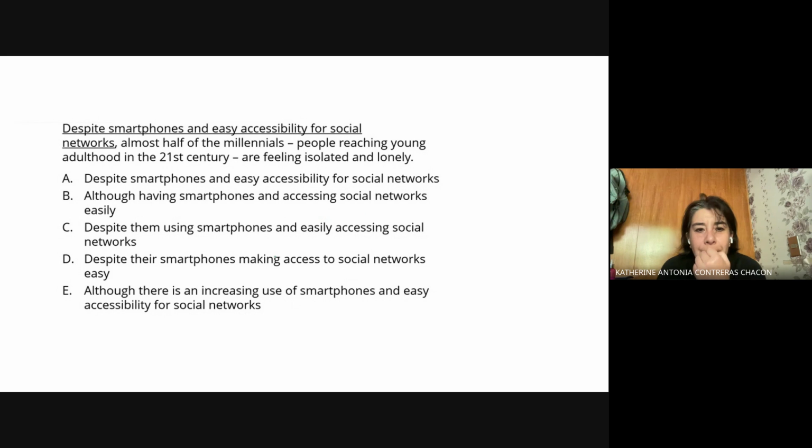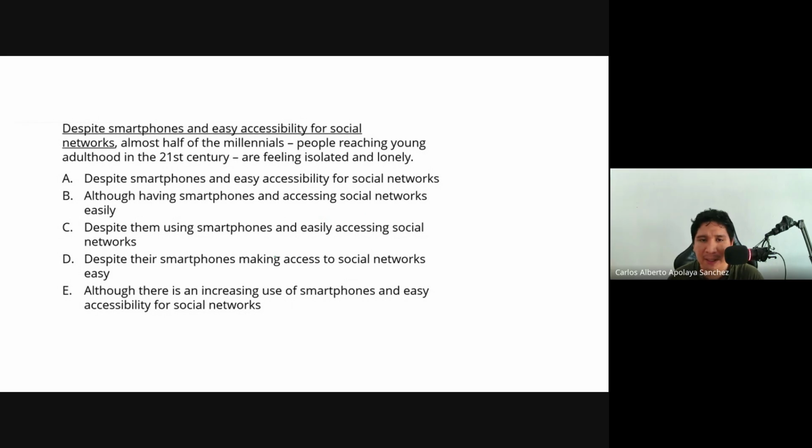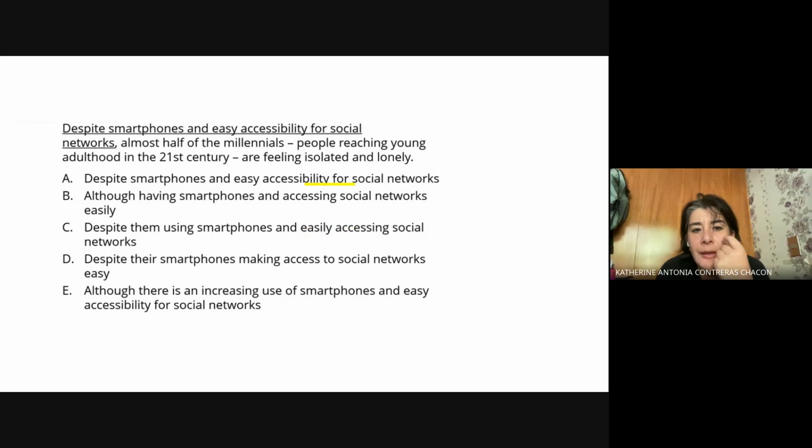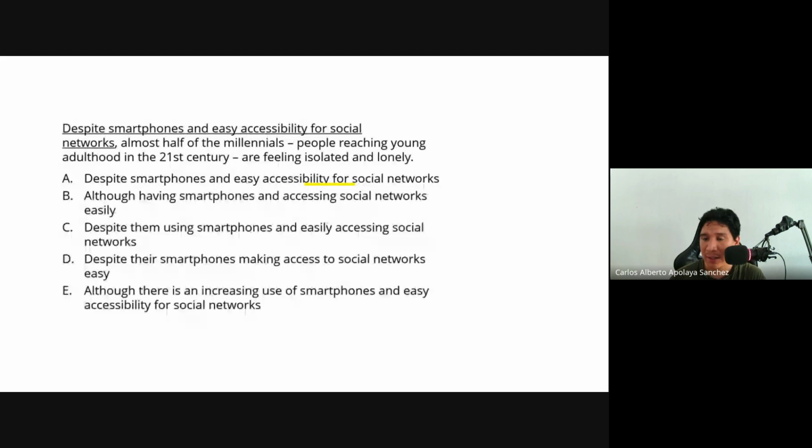For example, despite smartphones and easy accessibility for social networks, that could be accessibility for something. Then, although having a smartphone and accessing social, despite them using a smartphone and easily accessing, they would have access for social networks. Access to social networks. I don't think so. The correct pattern is the verb access to something. Access to something.